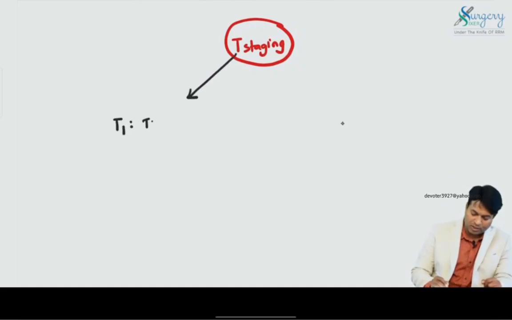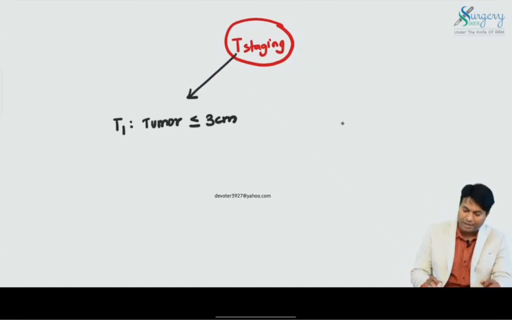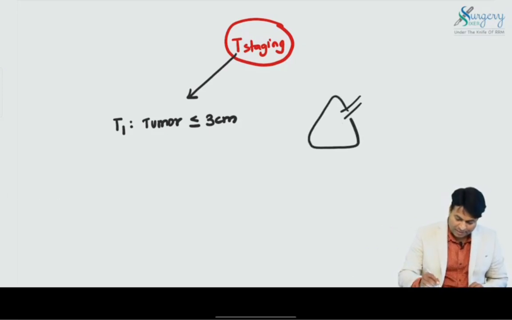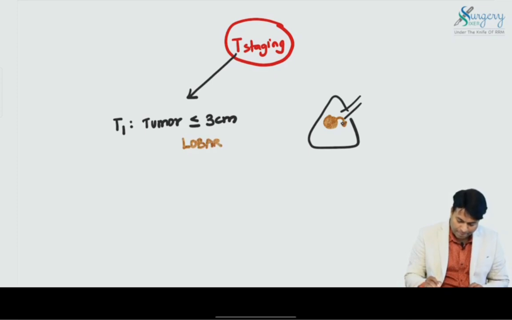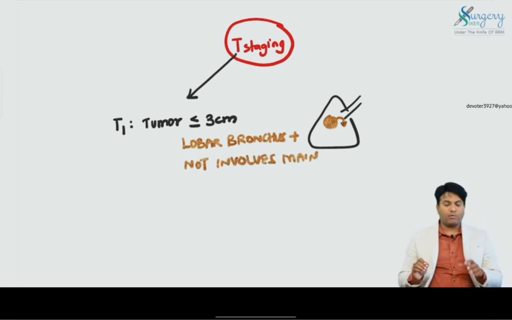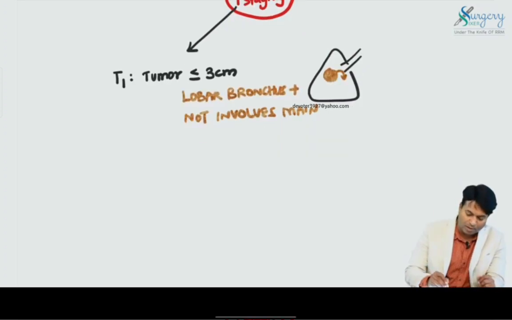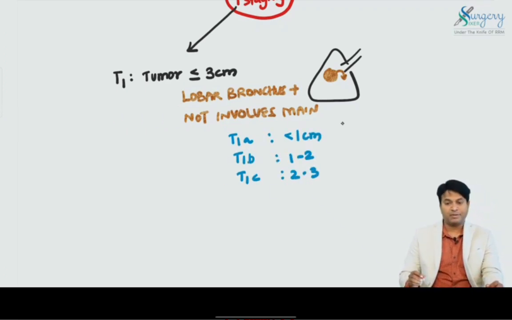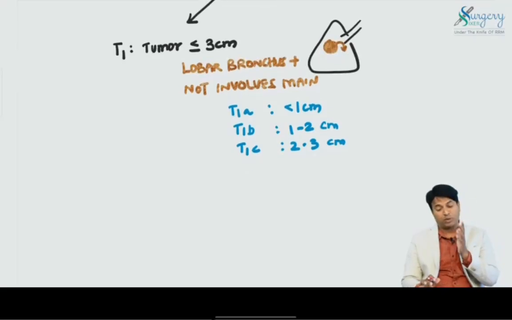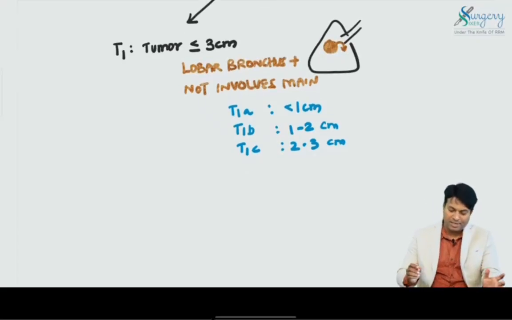T1: tumor size is less than or equal to 3 cm. The tumor in the lung is less than or equal to 3 centimeters, and it involves the lobar bronchus, but not the main bronchus. It involves only the lobar bronchus. In this, there is T1a, T1b, T1c, and each one is 1 centimeter more. T1a is up to 1 centimeter, T1b is 1 to 2, and T1c is 2 to 3 centimeters.